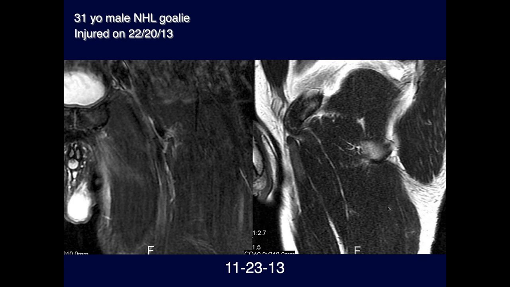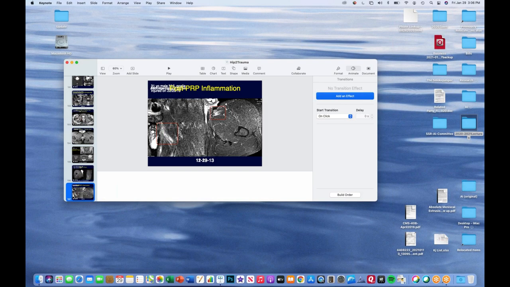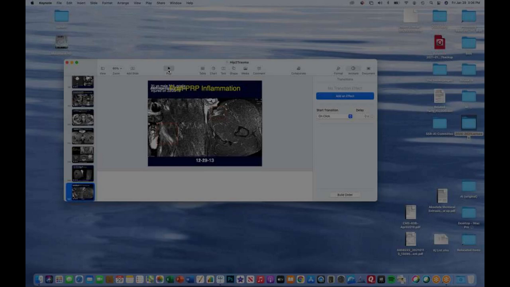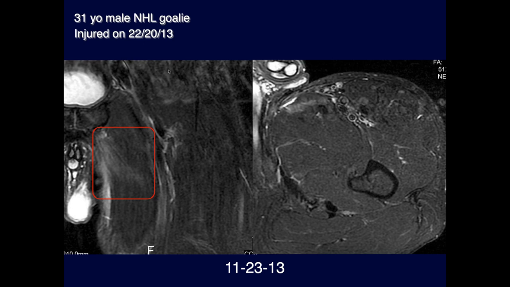So it's the 31-year-old male NHL goalie injured on, I'm guessing, February 20th, 2013. Looks like there's increased signal within the adductor magnus, the adductor muscle adjacent to the pubic symphysis. Looks like a strain injury, grade 1 strain.